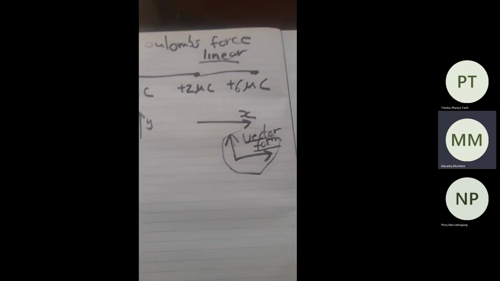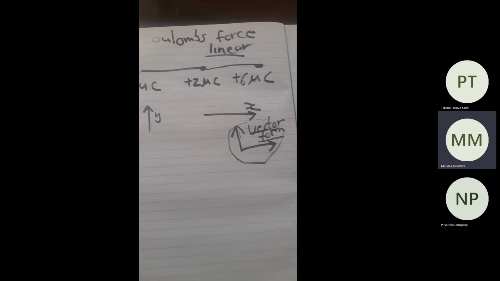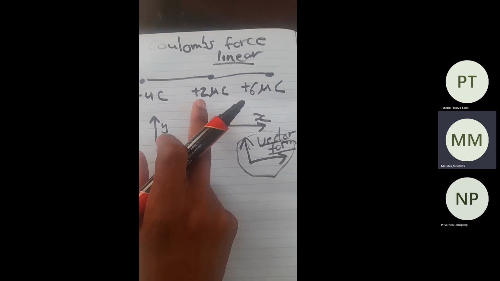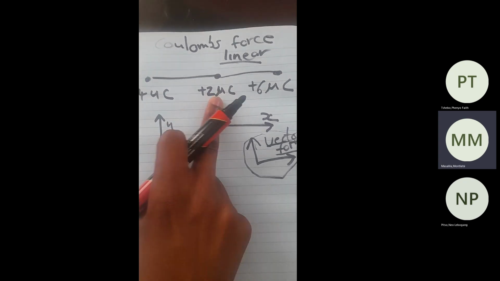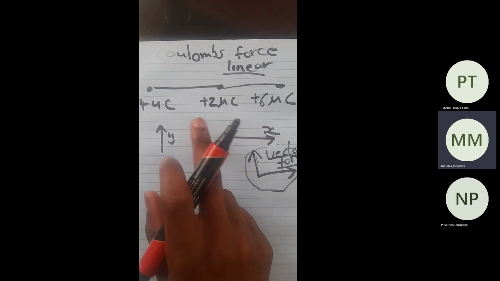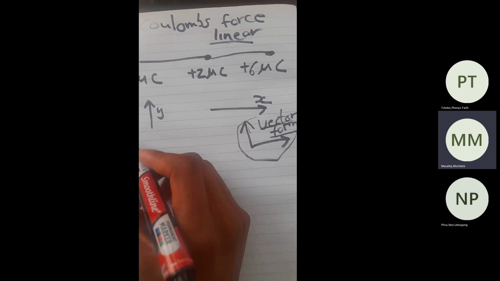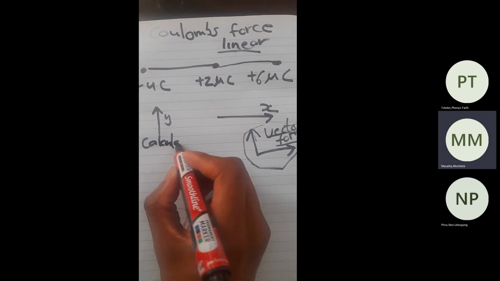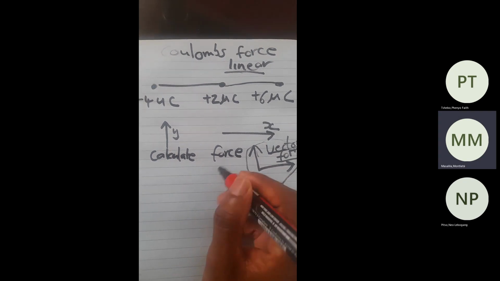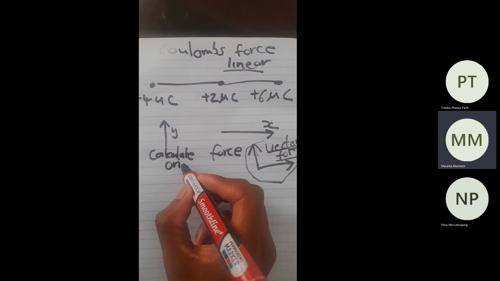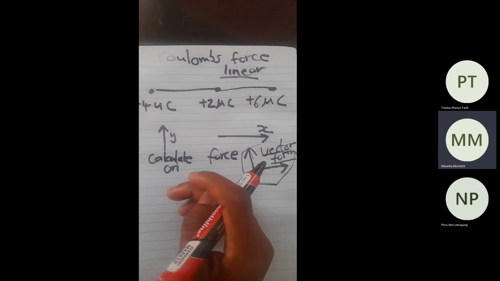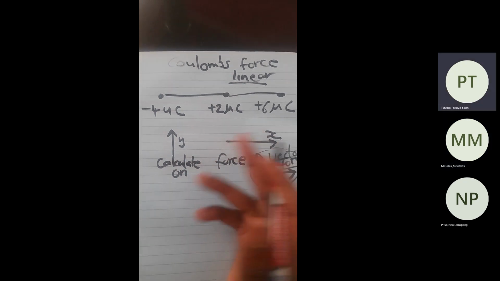So for us to calculate the Coulomb's law force there, the question will tell you to calculate the force on 2, or calculate the force on -4 caused by these charges. Now let us calculate the force. Coulomb's force is the force between charges. The force on what? Which value? Choose one value. Calculate the force on. Should you choose -4, 2, or 6?